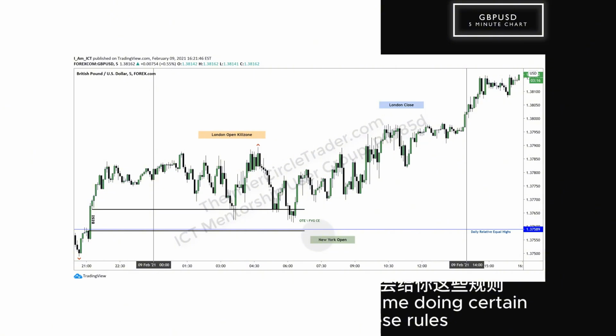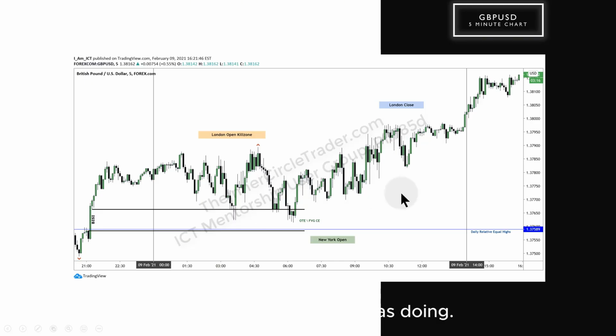Just know that there's reasons for me doing certain things, that I give you these rules and these ideas in future lessons. But hopefully you can see that there is a difference between this type of price action and that of what Euro was doing. Euro was a little bit cleaner. It was more pronounced when it had its run higher, creating imbalances.